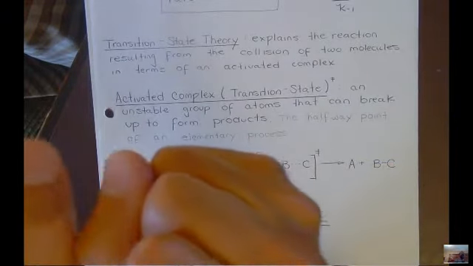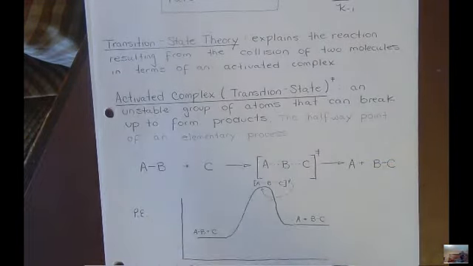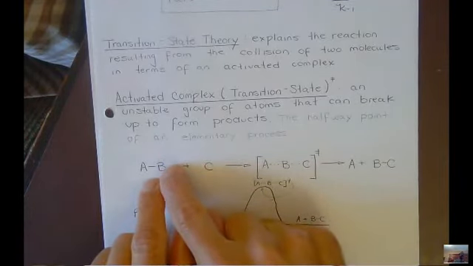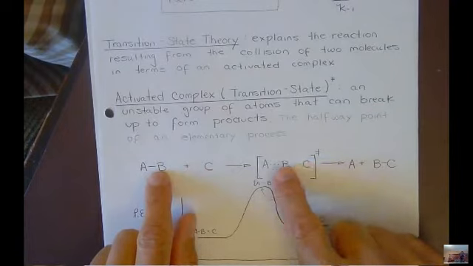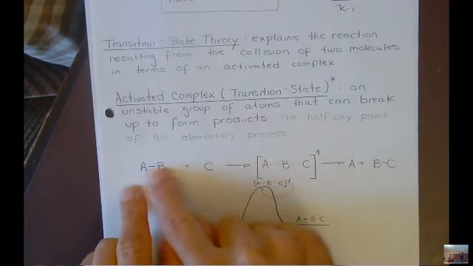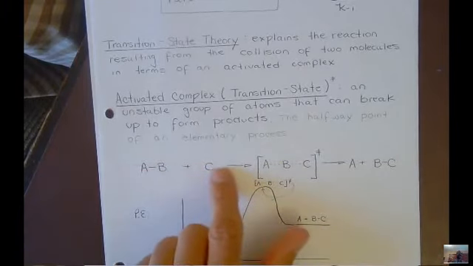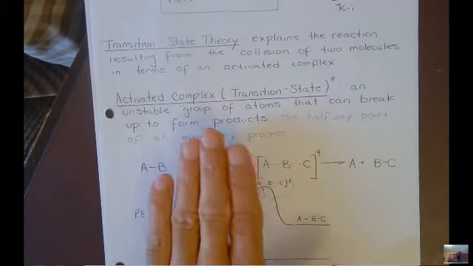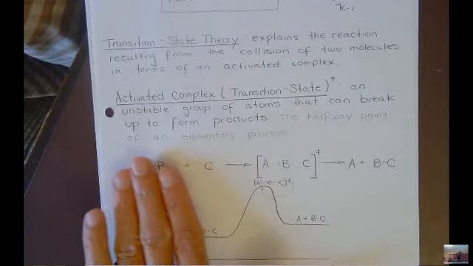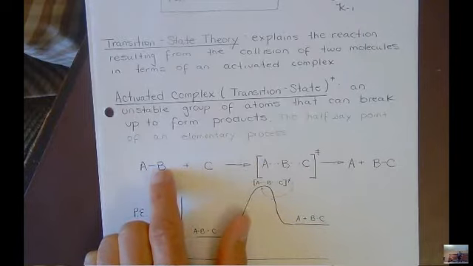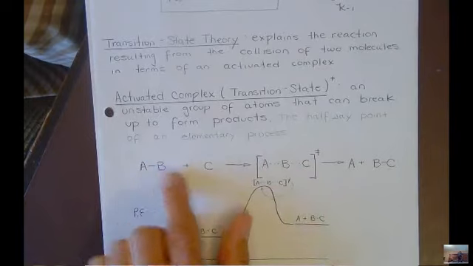So here's A and B. C comes in, smashes into B from this side. This bond starts to form. The BC bond starts to form at the same time that the AB bond starts to break. How do I know that? Because I'm telling you this is an elementary step. It didn't happen in 2 steps. Right? So this is an elementary step. In an elementary step, this is called a concerted reaction. It happens in concert.